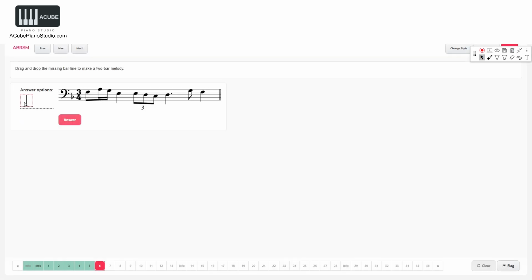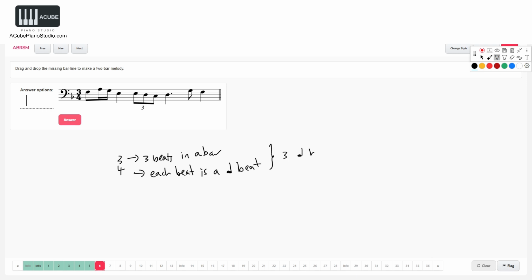Next, let's look at this. So we have 3/4 time. We want to drag and drop the missing bar line to make a 2 bar melody. So for 3/4 time, what do we need? There are 3 beats in a bar, and each beat is a crotchet beat. So in other words, 3/4 time means there are 3 crotchet beats in a bar, right? 3 crotchet beats in a bar.